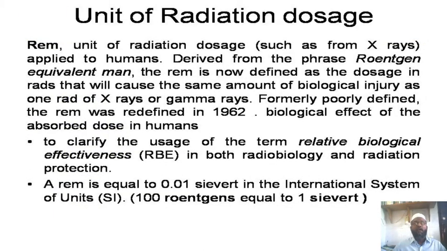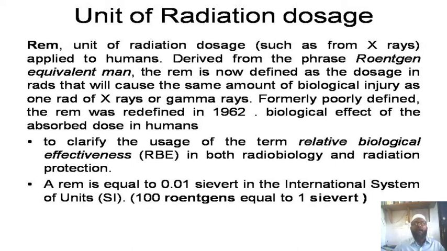So let's see the REM. REM is Roentgen equivalent man. It can be defined as the dosage in rads that will cause the same amount of biological injury as 1 rad of X-rays or gamma rays. First of all, let us define what REM is and what rad is, so that we can understand how they are equivalent to other units.